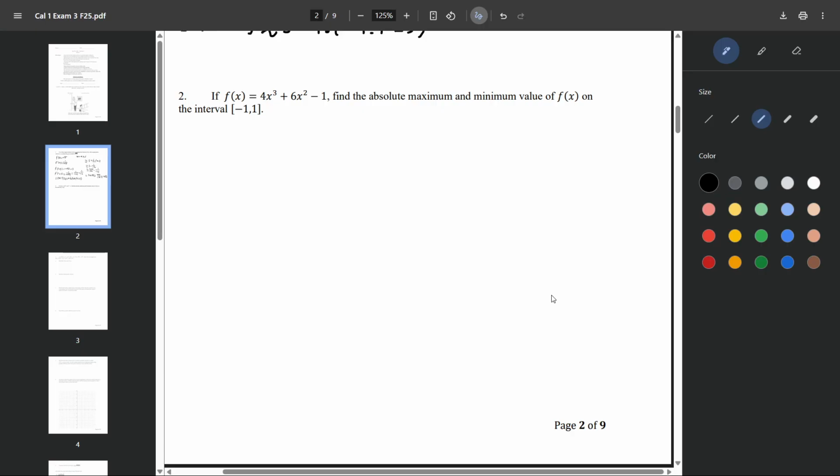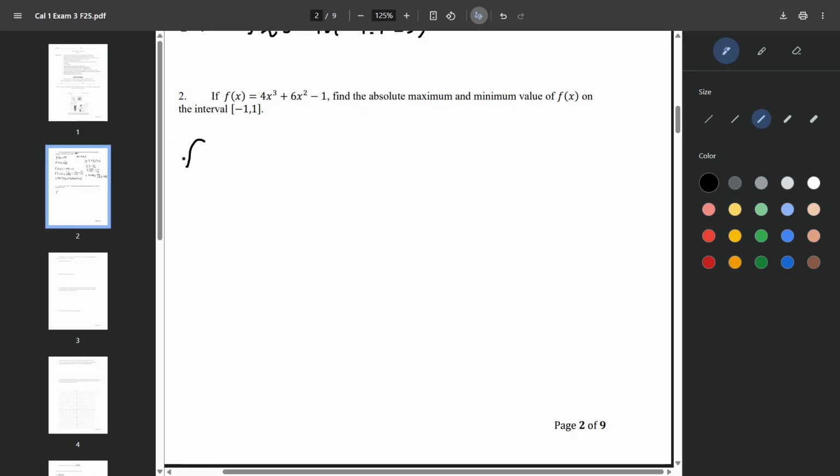Alright, now for the next question. So this next question asks, if f of x equals 4x to the power of 3 plus 6x to the power of 2 minus 1, find the absolute maximum and minimum value of f of x on the interval -1 to 1. So our first step is to find f prime of x, because that will tell us when the graph stops increasing and decreasing, and so we will get either our maximums, minimums, or slope asymptote.